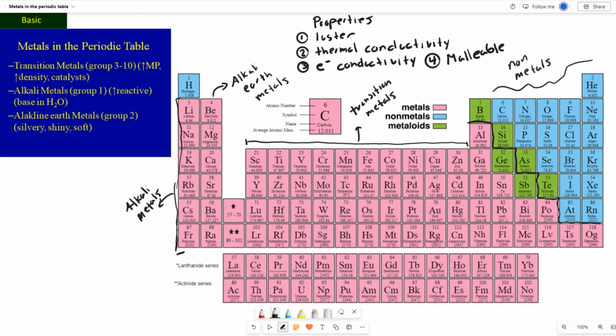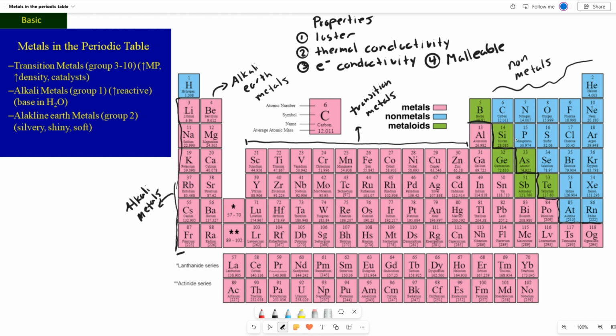So when you're talking about metals, all these elements that are in pink here, they tend to have those properties. And then these elements in blue, the nonmetals, do not have those properties. These elements in green here, these are called metalloids. They're kind of on the dividing line between metals and nonmetals. And they have some properties of metals and some properties of nonmetals.